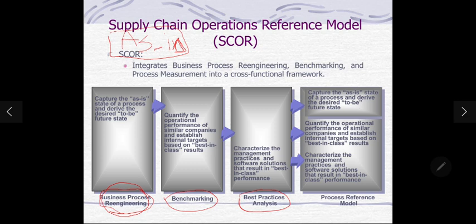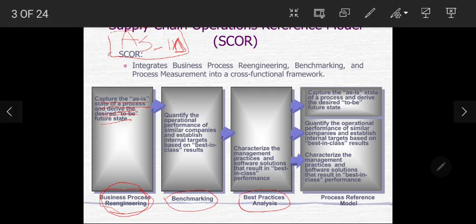So business process reengineering means capturing the as is state of a process and driving the desired to-be future state. That's re-engineering. That's basically rethinking the process once again so that we can eliminate all the bad things within this process. We improve this process by removing all the unnecessary steps. So this is the first part here.